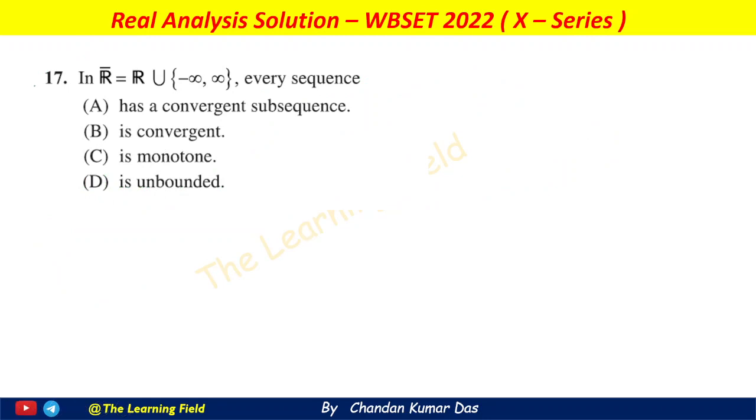And now question number 17: R bar equal to R union this one, every sequence has a convergent sequence test. This is a very easy problem if we take an example. If we take x_n equal to (minus 1) to the power n, then the sequence is not convergent. We can write it as 1 and minus 1. This is not a convergent sequence, therefore this is wrong. This is not a monotone sequence, this is wrong. This is not an unbounded sequence, this is a bounded sequence bounded by 1. This is also incorrect.